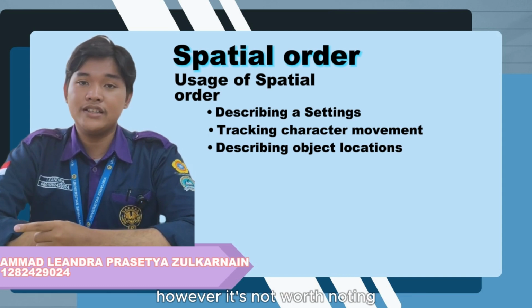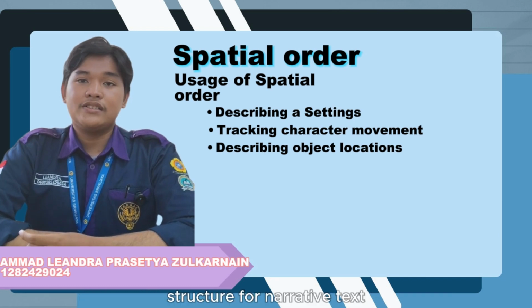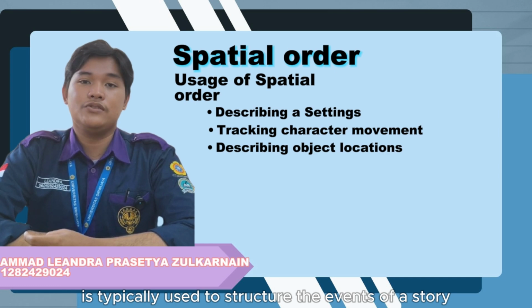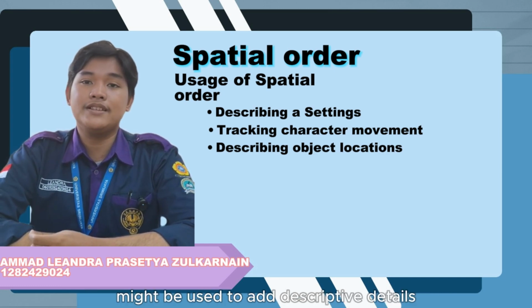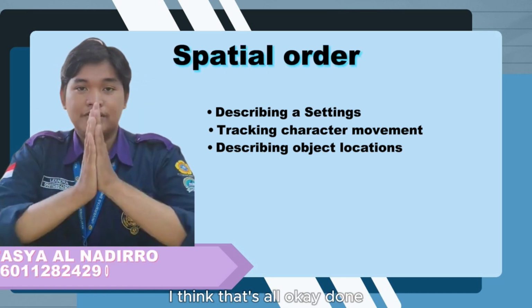However, it's worth noting that spatial order is not the primary organizational structure for narrative text. Chronological order or time order is typically used to structure the events of a story, while spatial order might be used to add descriptive details or to help the reader visualize the setting. I think that's all. Okay, done.